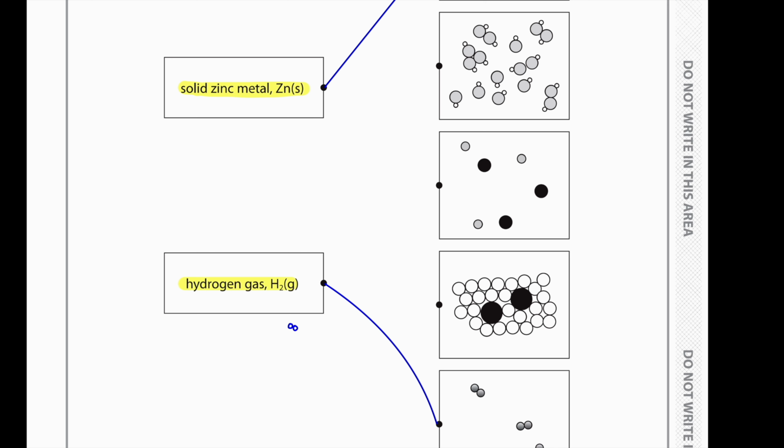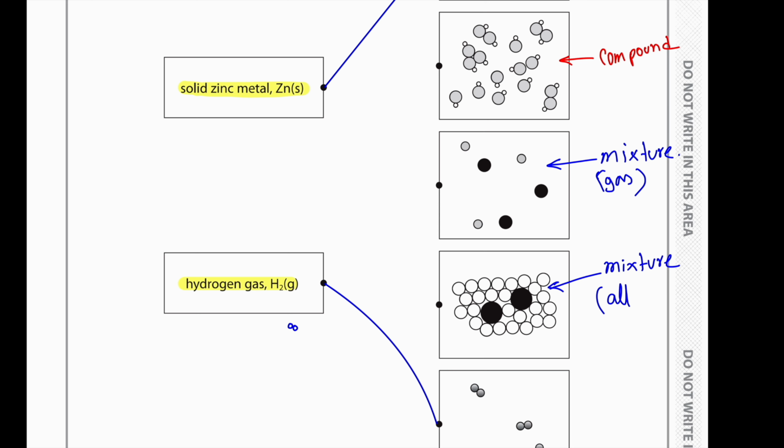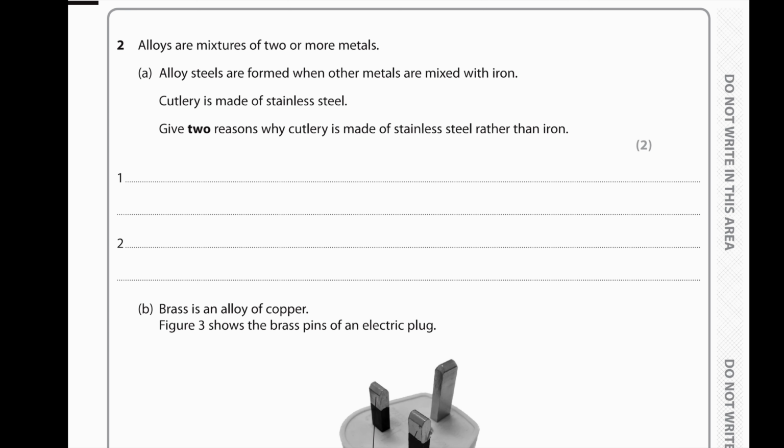First of all, this one represents a compound because we can see two types of atom chemically bonded together. This one is a mixture because it consists of two different types of atoms, and also it is in gaseous form, so they must be monoatomic elements. This one is also a mixture of solid and looks like an alloy because particles of different sizes are mixed together. They are not chemically bonded.